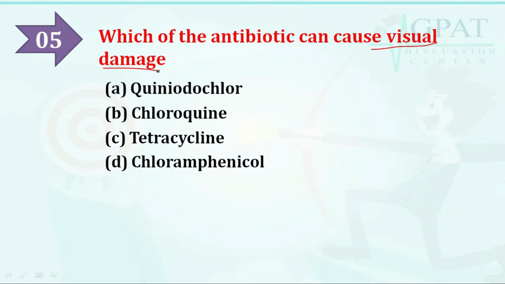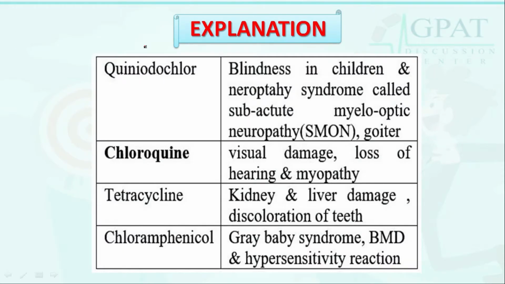So the correct answer is chloroquine. Now let's understand with the help of this that quinidochlor is responsible for blindness in children, a neuropathy syndrome called subacute myelo-optic neuropathy, and goiter, whereas chloroquine, which is asked in the question, has visual damage as a major side effect, along with loss of hearing and myopathy.